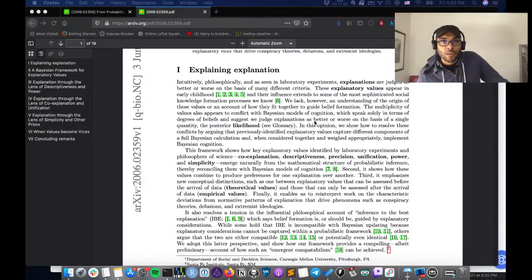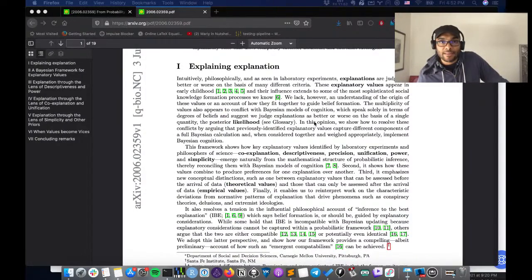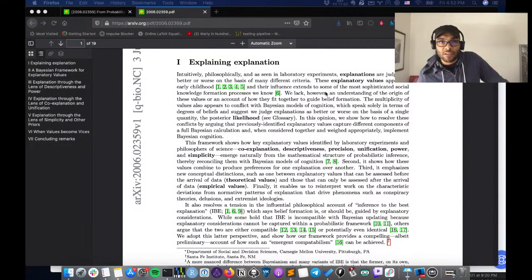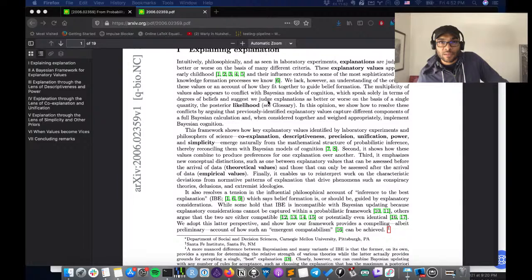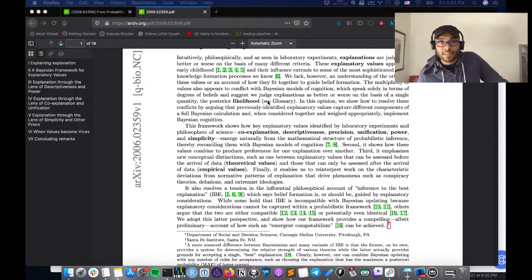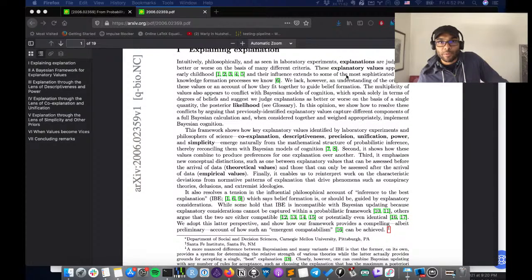So, intuitively, philosophically, and as seen in laboratory experiments, explanations are judged as better or worse on the basis of many different criteria. These explanatory values appear in early childhood, and their influence extends to some of the most sophisticated social knowledge formation processes we know. So we'll be curious to see what these explanatory values are.